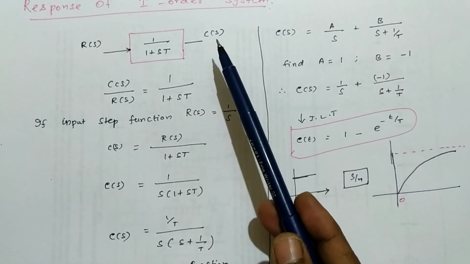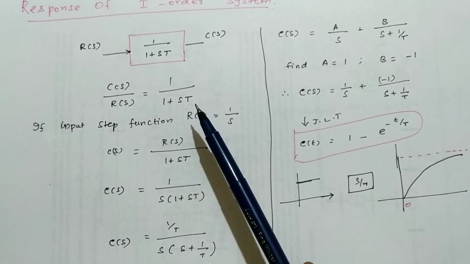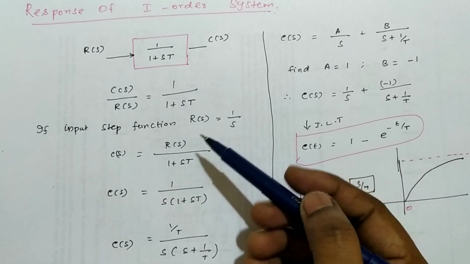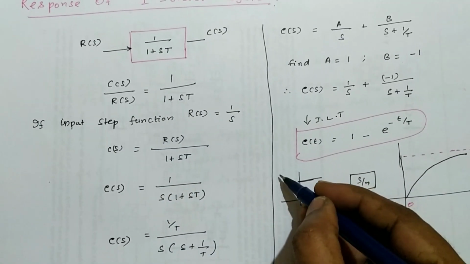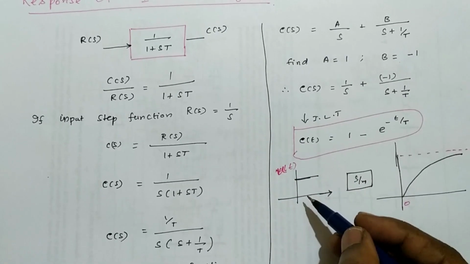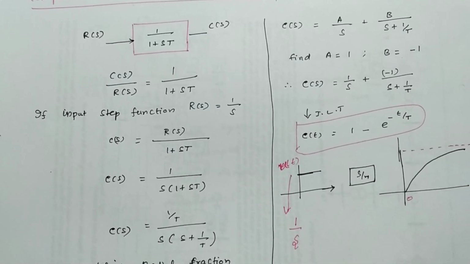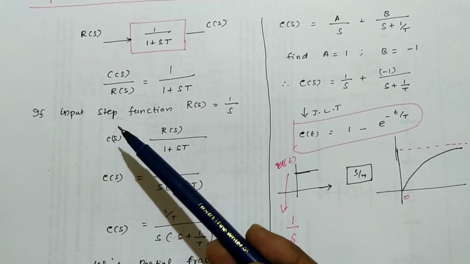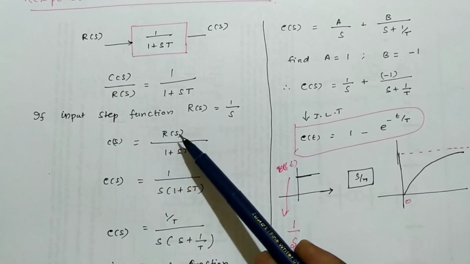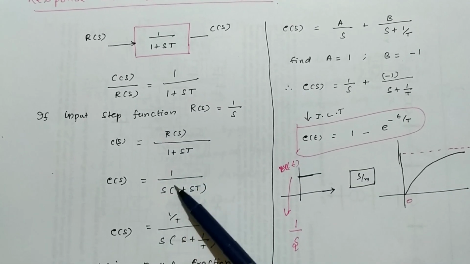So the output Laplace C of s by the input Laplace R of s is the transfer function, 1 over 1 plus sT. Here R is the input and C is the output. When the input is a step function, R of t equals U of t, it is like a step whose Laplace transform is 1 by s. So C of s equals R of s, replaced with 1 over s.